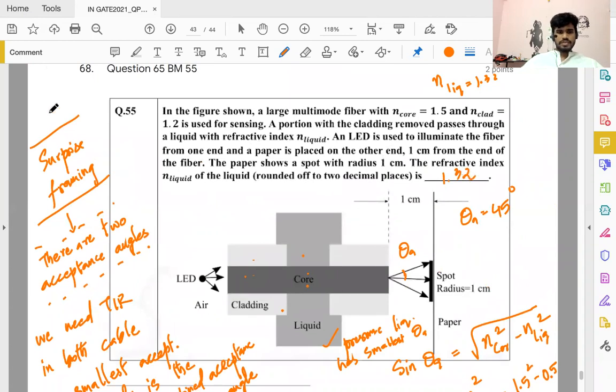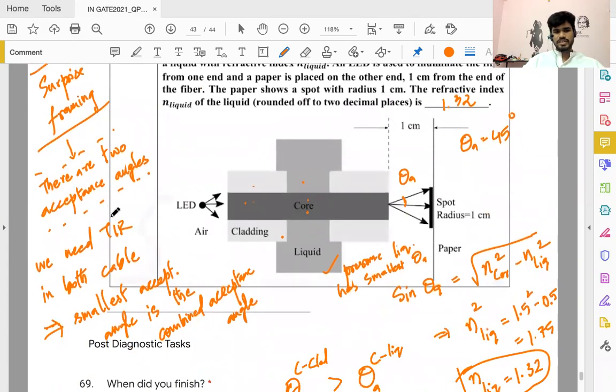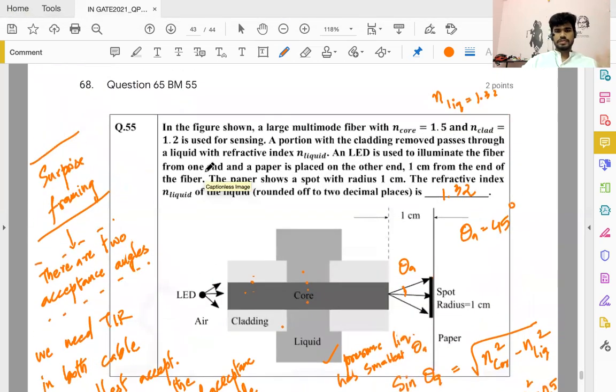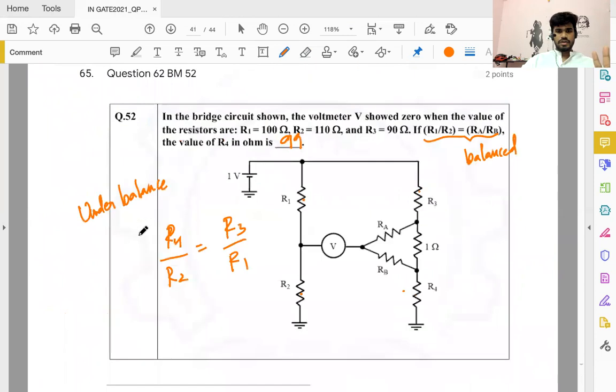But again, notice the surprise framing. If you recognize this fact, when things are in series, there should be TIR here and TIR here. And that means whichever TIR has the lowest acceptance angle determines the combined acceptance angle, the smallest acceptance angle. And from there, we just presumed, found the value, and it happened to be smaller. Okay, so that's the end of it.